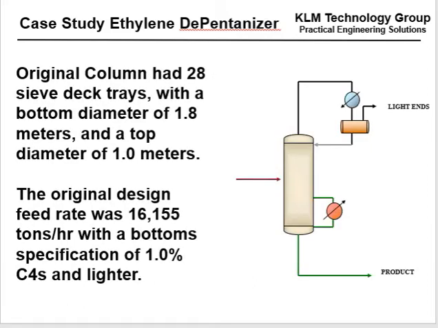Original column had 28 sieve deck trays with a bottom diameter of 1.8 meters, about 5 feet, and a top diameter of 1 meter, which is about 3 feet. Original design feed rate was 16 tons per hour with a bottom specification of 1% C4s and lighter.